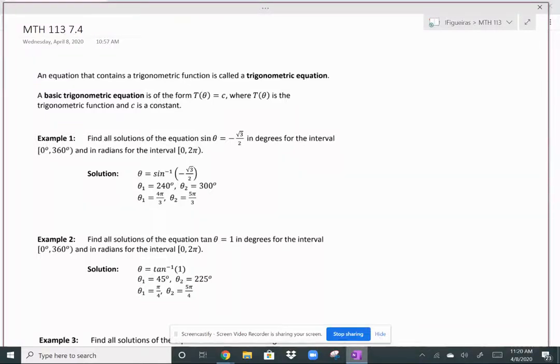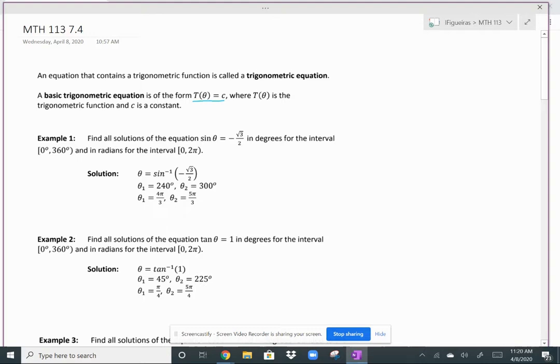Hi, this lesson is about trigonometric equations. A trigonometric equation has a trigonometric function in it. In its most basic form, you have some trigonometric function equal to a constant. When you're solving it, you're basically looking for the angle, which could be called theta or x, or whatever you really want to call it. They can get more complex, but we'll start with the basic ones.